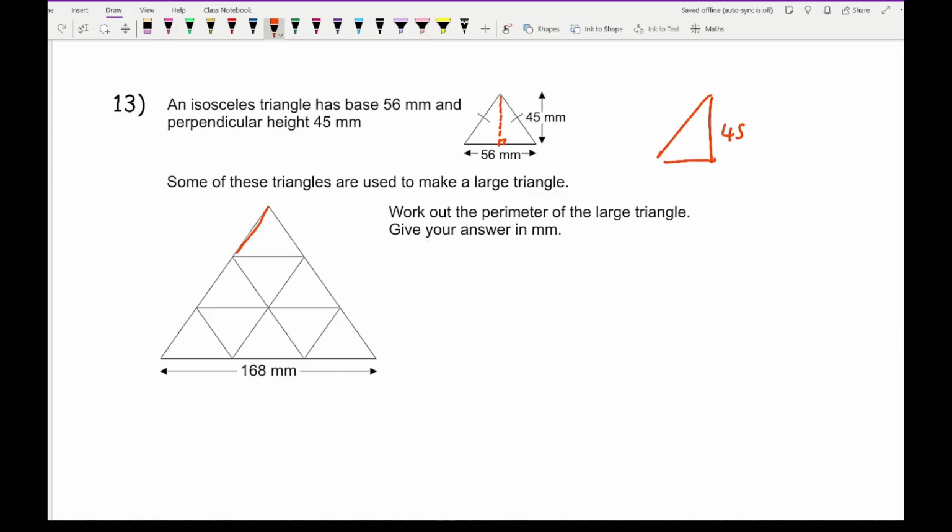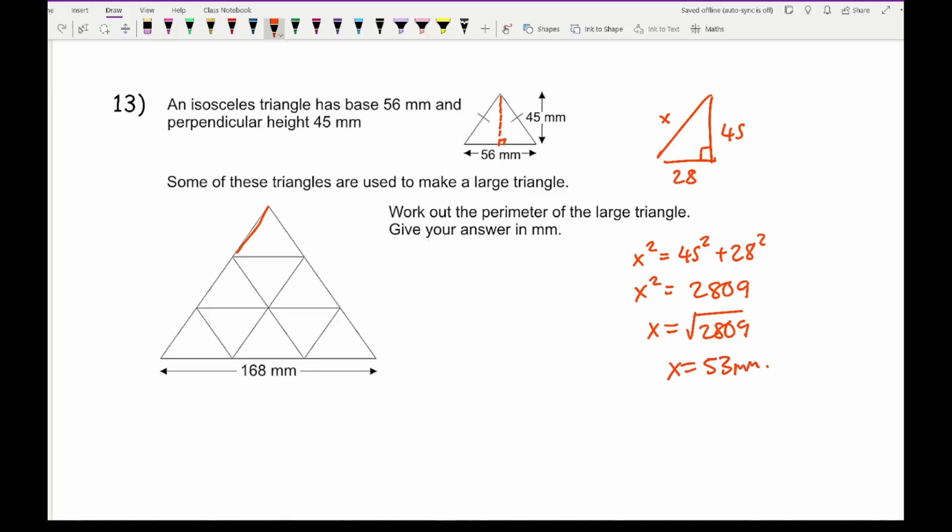This length here is going to be half of 56, which is 28, plus 3, which is... 28. So then from this, I can use Pythagoras to work out what the slanted side is going to be. So x squared equals 45 squared plus 28 squared. Typing that into my calculator, I get 2809. So x equals the square root of 2809, which gives me an answer of 53. So x equals 53, and it's millimeters.